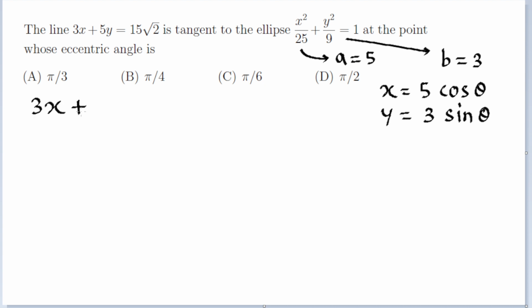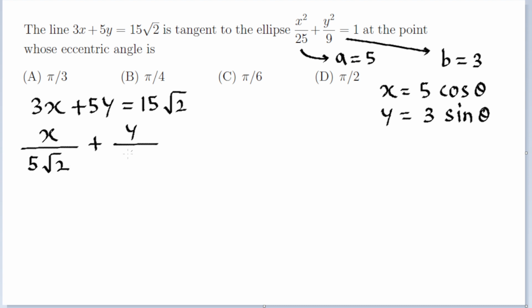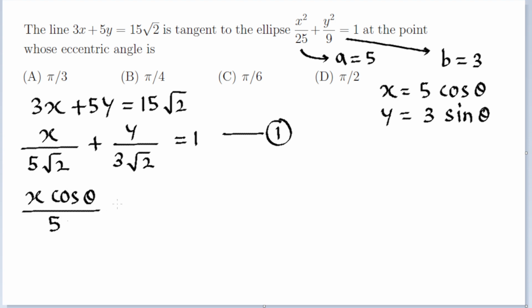Now let us write the equation of the tangent in a different form, that is dividing by 15 root 2 on both sides. We will get x divided by 5 root 2 plus y divided by 3 root 2 equal to 1. The reason we did this is because from the standard equation, observe that we can also write the equation of the tangent in the parametric form, which is x cos theta upon a, that is 5, plus y sin theta upon b, so it is y sin theta upon 3 equal to 1.